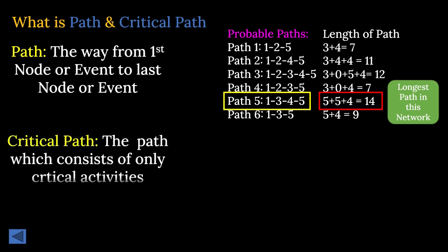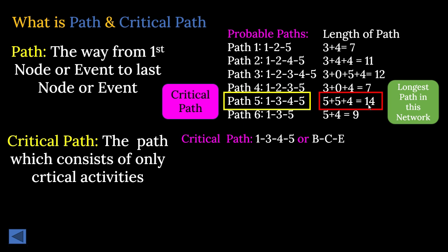Now, another conclusion. What is a critical path? The path which consists of only critical activities. So, this is the critical activity path because this has become your longest path. So, critical path here in this network is 1, 3, 4, 5 or BCE according to the network. That is because the longest path, the time duration, is the shortest time for the project, that is 14 days. So it becomes your critical path. So longest path becomes your critical path.